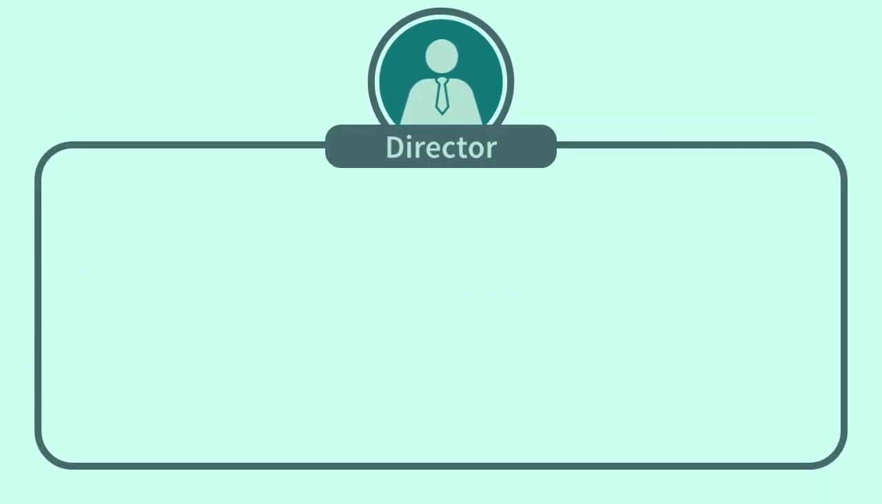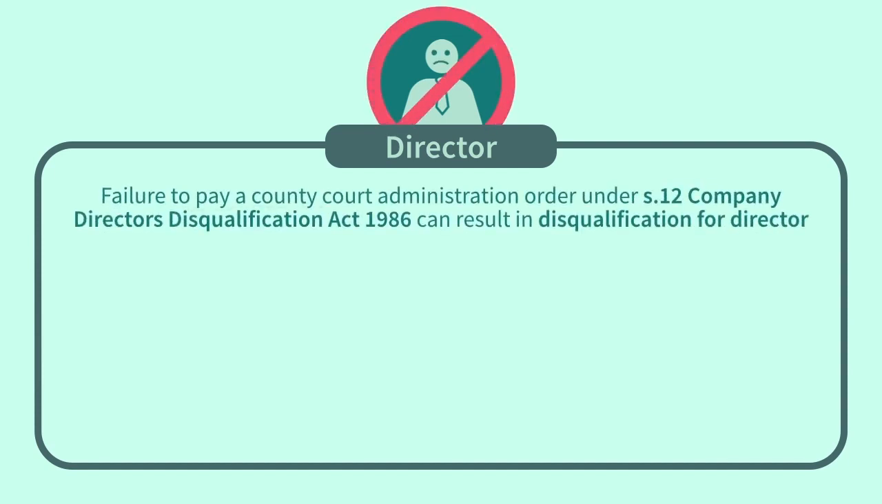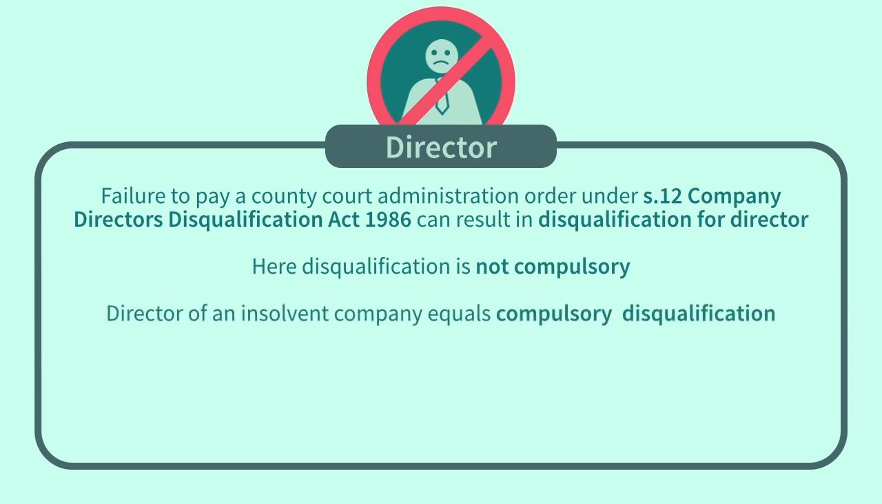A director will be viewed to have breached his or her duty to the company if it is found that they have failed to pay under a county court administration order under Section 12 of the Company Directors Disqualification Act 1986. This can warrant a disqualification order for the director in question. For the purposes of most of the Company Directors Disqualification Act, the court has discretion to make a disqualification order. However, if a person has been found to be an unfit director of an insolvent company, the court has a duty to make a disqualification order.